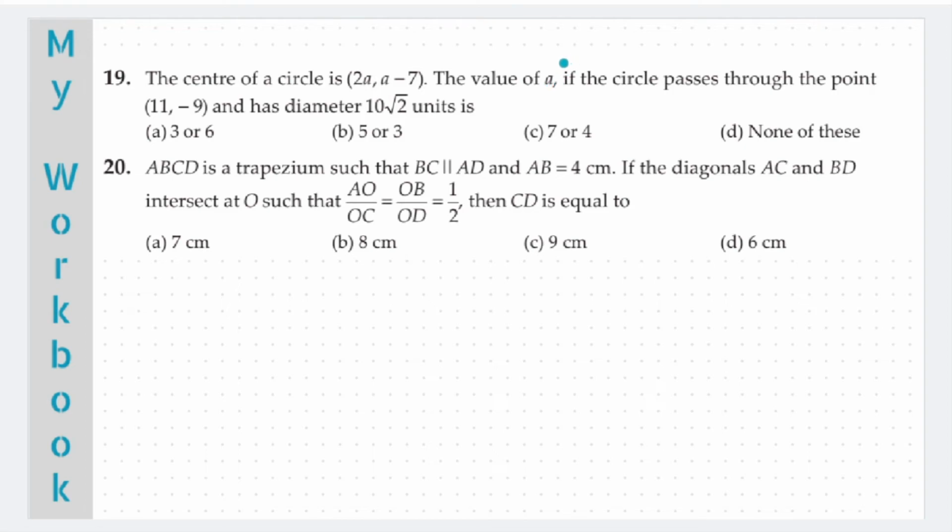And question number 20. ABCD is a trapezium such that BC is parallel to AD and AB is 4 centimeter. If the diagonals AC and BD intersect at O, such that AO by OC is equal to OB by OD, which is half, then CD is equal to.